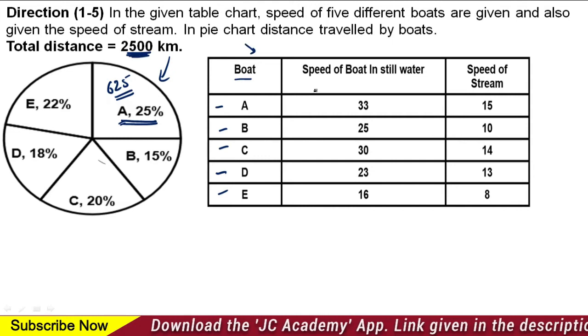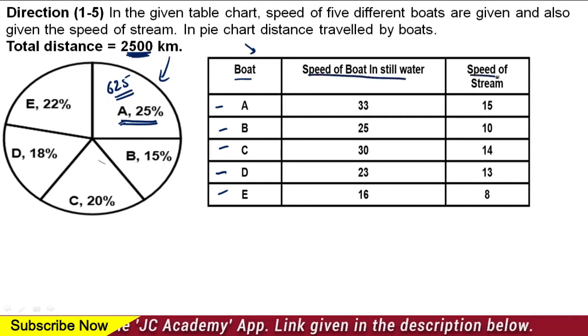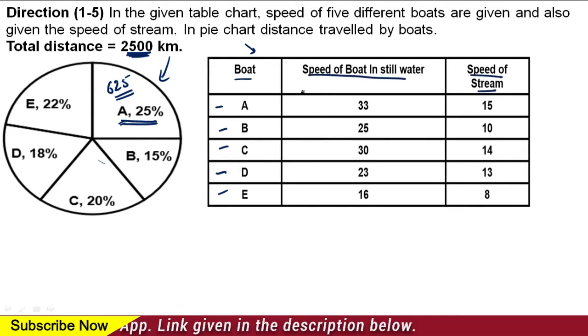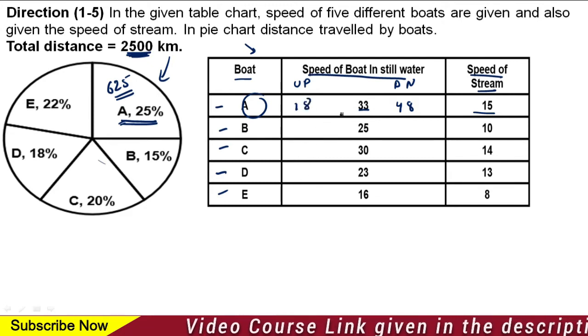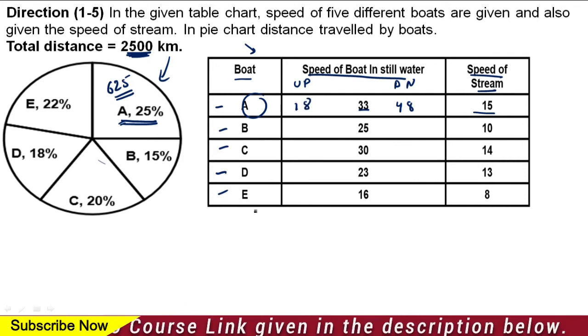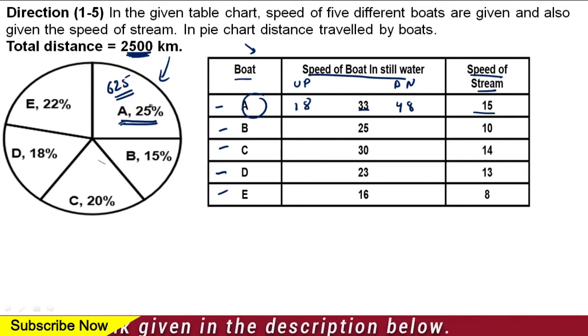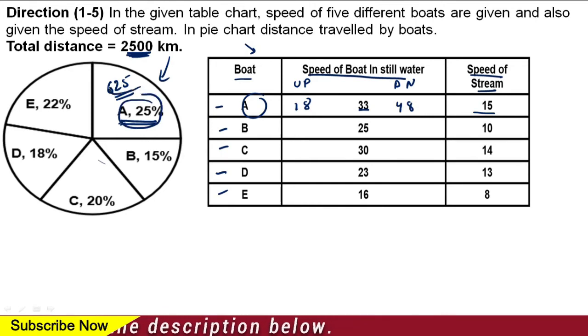Now the table talks about the speed of the boat in still water and the speed of the stream for that particular boat. If I want to calculate the upstream or the downstream speeds for, say, boat A, I'll have to add both the speeds to get the downstream speed. That will be 33 plus 15, which is 48. And if I'm supposed to find the upstream speed, that will be 33 minus 15, which comes out to be 18 kilometers per hour. Now if I have to calculate the total time taken by boat A to travel the entire distance downstream, that will be 625 upon 48.